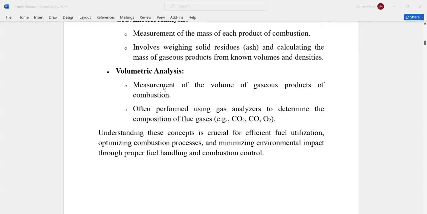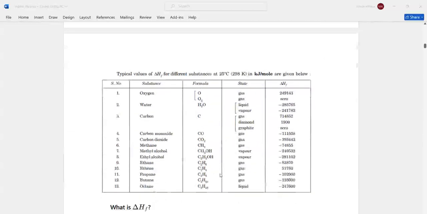How about the volumetric analysis? This is the measurement of volume of gaseous products of combustion, often performed using gas analyzers to determine the composition of flue gases. This can be carbon dioxide, carbon monoxide, and oxygen, of course, which will always be available as excess. Now, understanding these concepts is crucial for efficient fuel utilization and the optimization of combustion processes, thereby also minimizing environmental impact through proper fuel handling and combustion control.